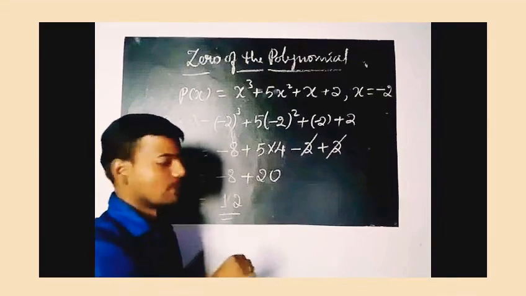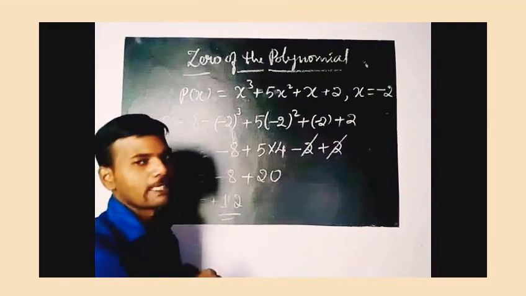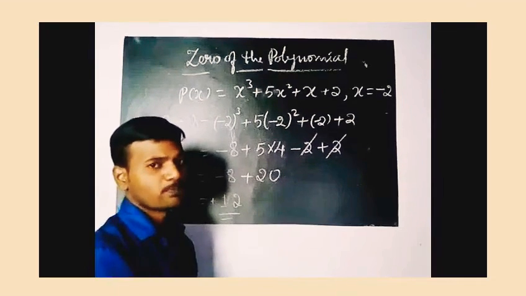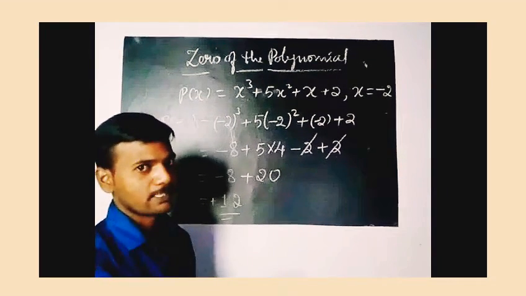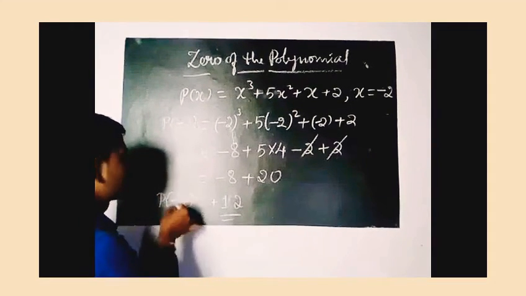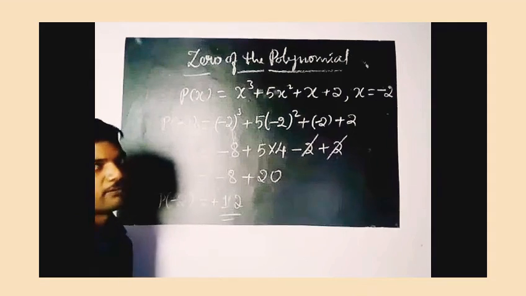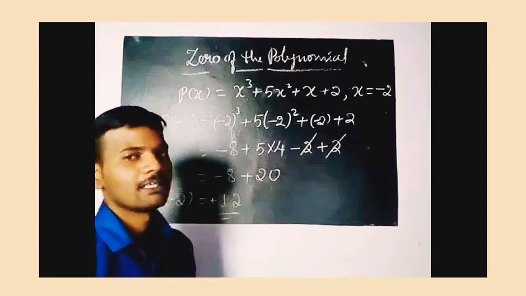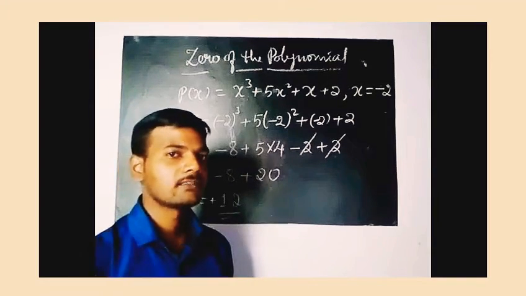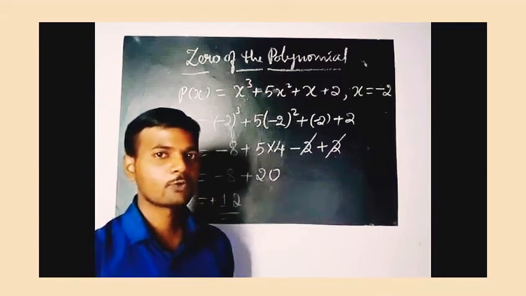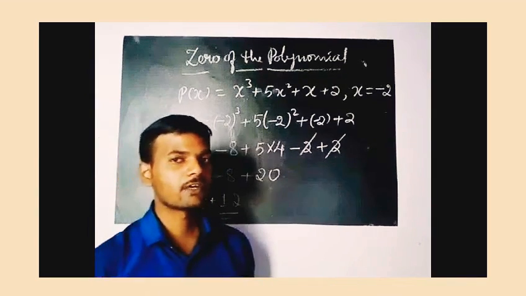Which 12? It must be positive 12. It can never be negative because the biggest number is 20, so it has a plus sign. So p of minus 2 is 12. The value of the polynomial when x is equal to minus 2 is plus 12. As like this, we are going to find the values of the polynomial. I understand the process to find the values of the polynomial.